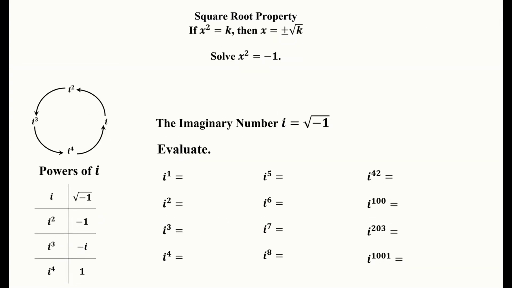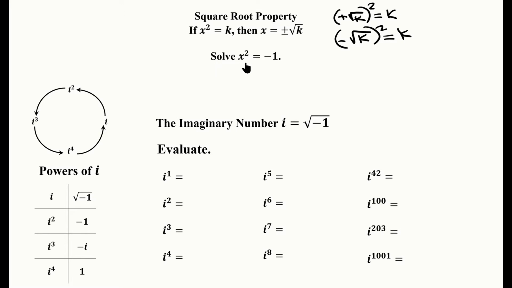Before we actually formally define the set of complex numbers, we need to remember a couple of things. If you recall the square root property, it said that if x squared equals k, then x can only be one of two numbers, either positive or negative square root of k, because as you know, if you take positive square root of k and square it, you get k, and if you take negative square root of k and square it, you also get k. So those are the two possible solutions for the equation x squared equals k.